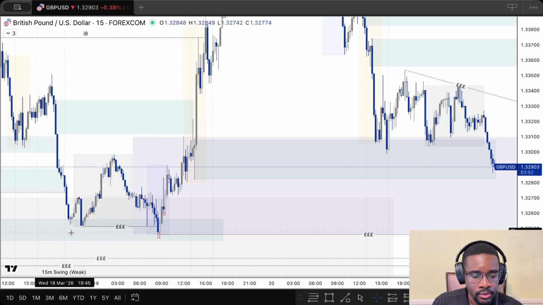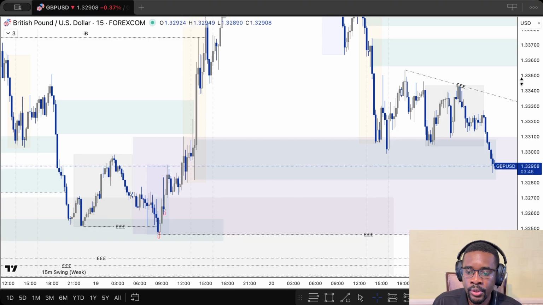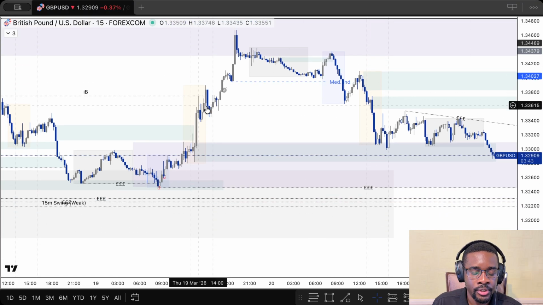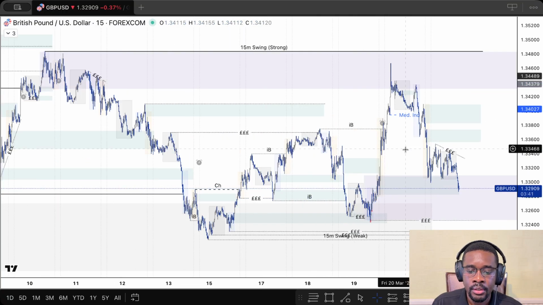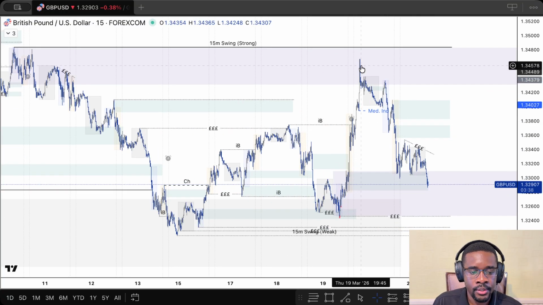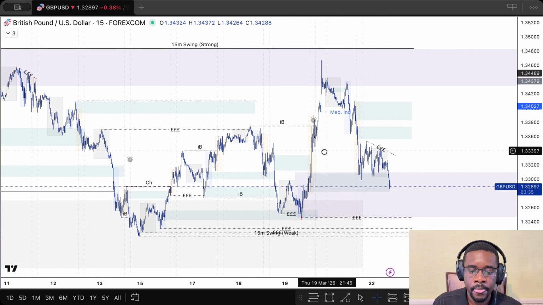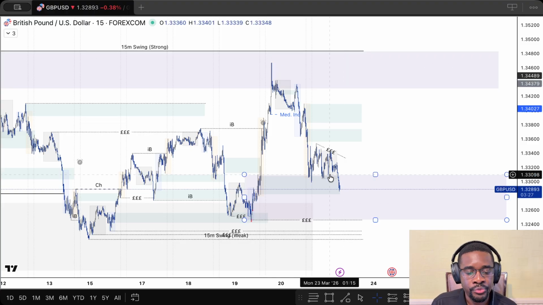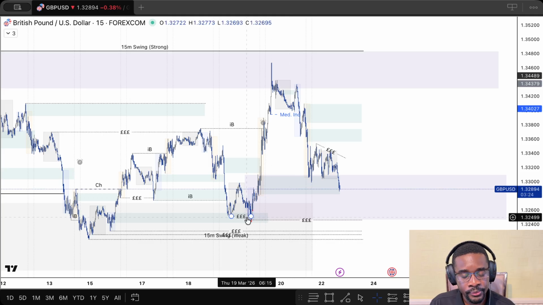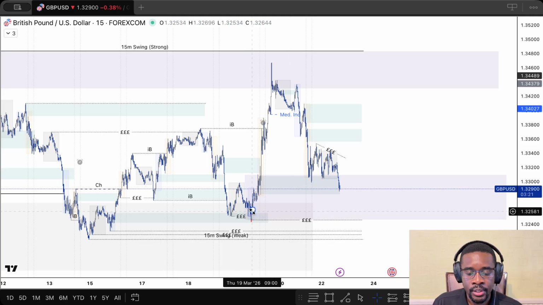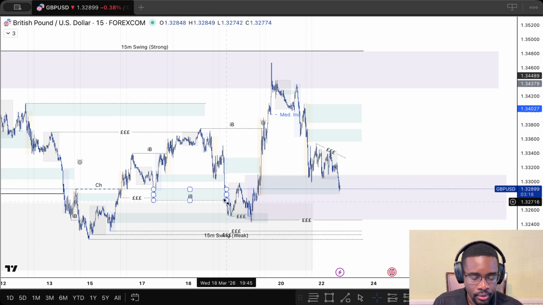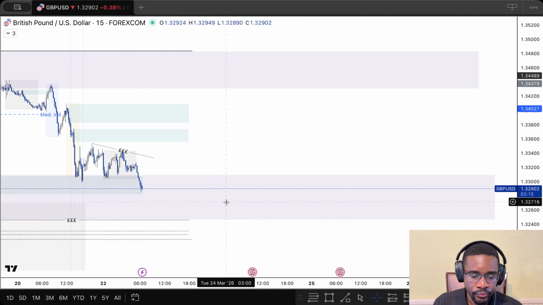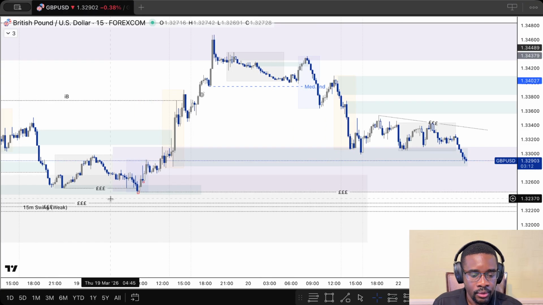Price had a sweep of these lows, relative equal lows, and then went on to make a higher high, broke structure, and went on to make this high within this range. So this was facilitating the pullback. The pullback is now complete. So if the swing trend is going to continue, then we expect all of these areas to fail. That would be the expectation.